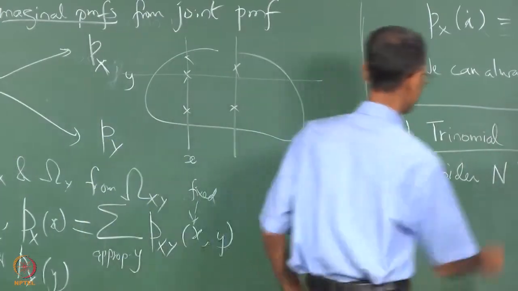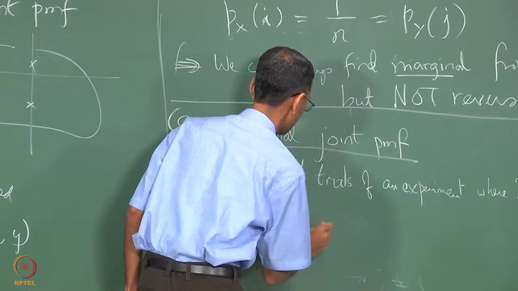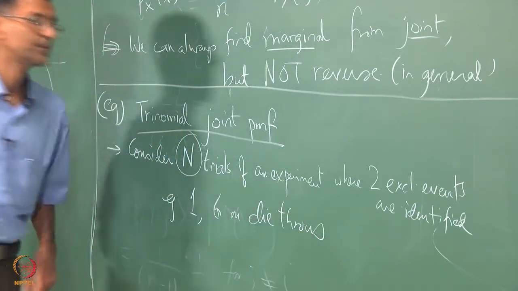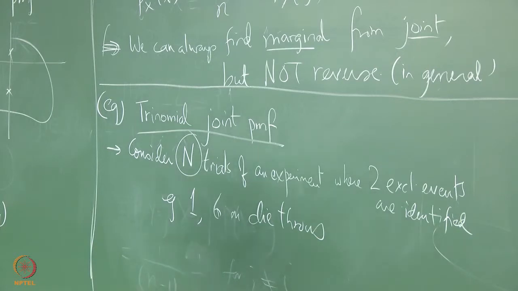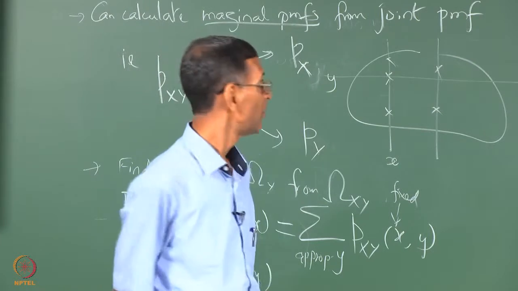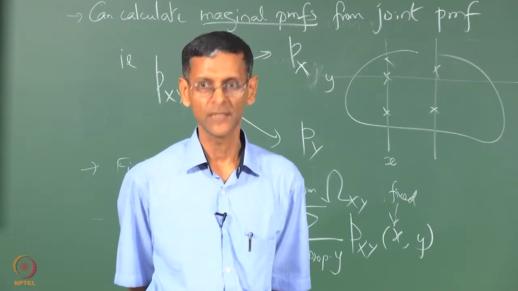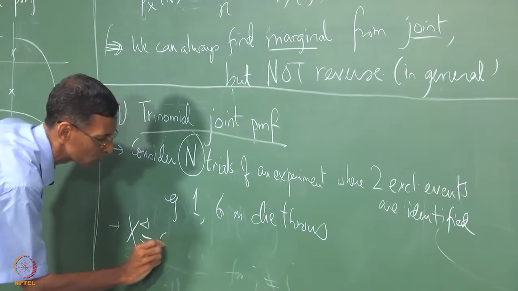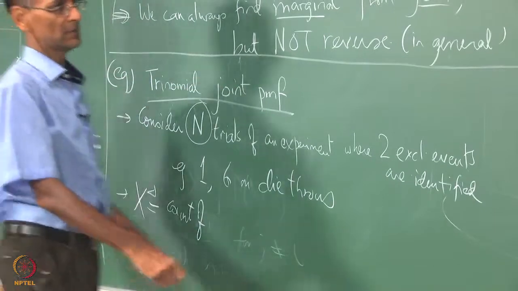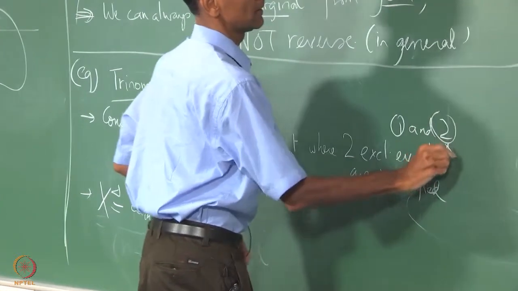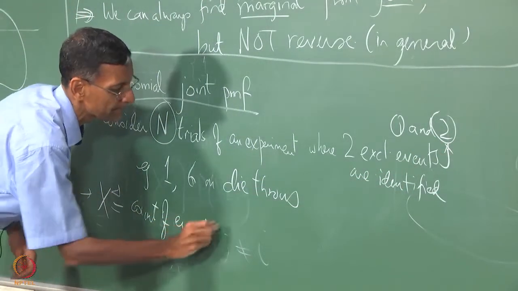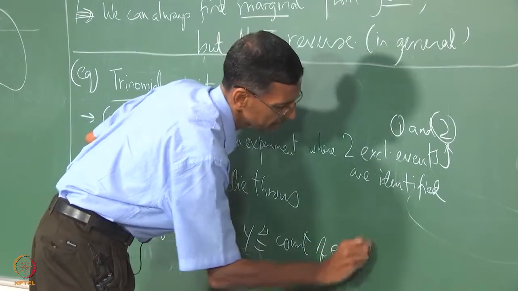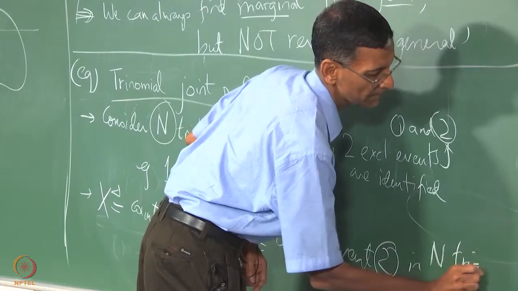Let me write it here. E.g., getting 1 or 6 on die throws. So I am doing n trials. Now how will I define x and y? X is going to be the count of one of those events and y is going to be the count of the other event out of the n trials. So x by definition is the count of, let us say, event 1, and y is the count of event 2, in n trials.